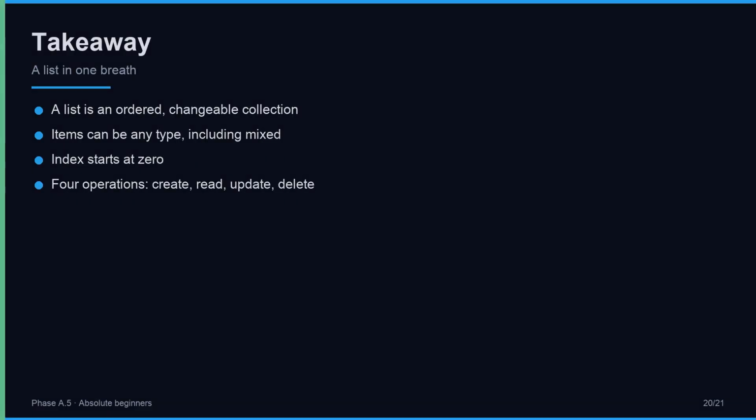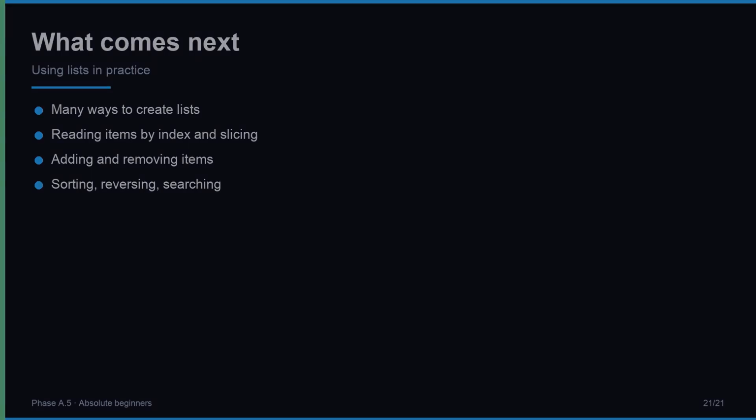Say each out loud. A list in one breath, an ordered, changeable collection of items. You write items inside square brackets, separated by commas. The order stays as you wrote it. Items can be any type: strings, numbers, booleans, even other lists. The first item is at position 0. You can create a list, read items by position, update them, and delete them. Lists are the most common collection in Python because they fit most everyday data. The next lessons show you how to use them deeply. Ordered and changeable.